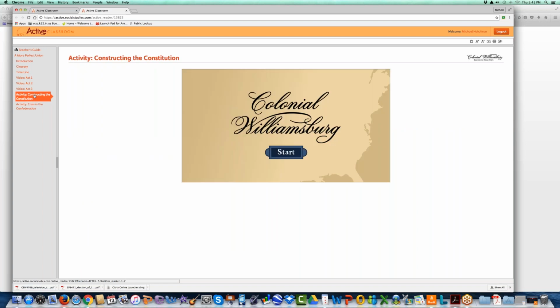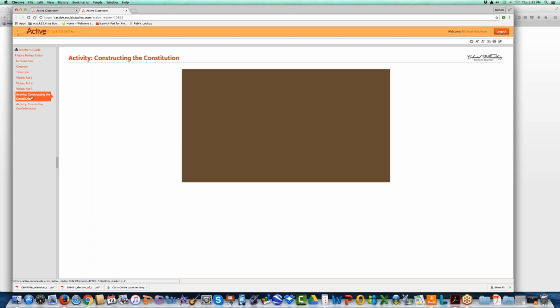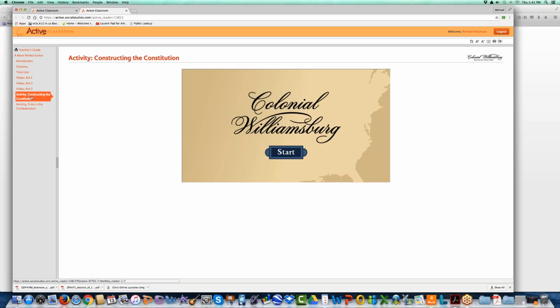And then there are a couple of really cool activities. I would probably do these in reverse because I do the Articles of Confederation first, and then I do the construction of the Constitution. So there's a number of pages in the teacher's guide that will help you with that to some extent as well.